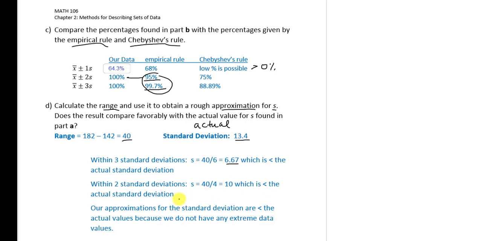So what might account for these approximations to be smaller than the actual standard deviation? Well, our approximations are less than the actual values, perhaps due to the fact that we do not have any extreme values. All of our data fell within 2 standard deviations of the mean.